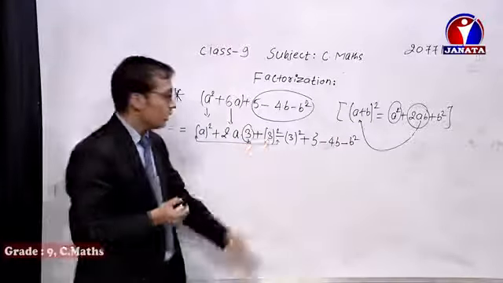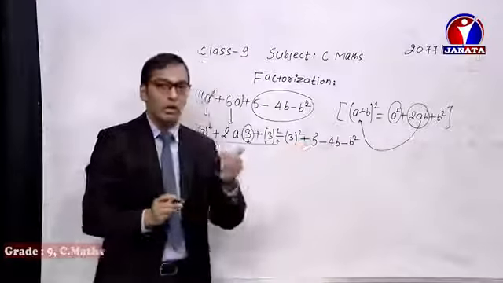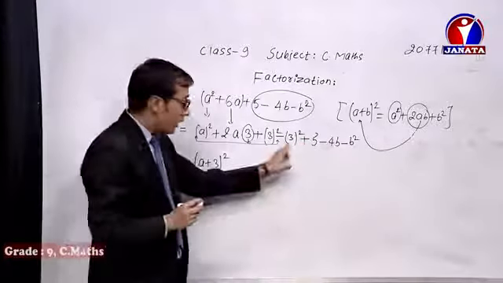A plus b whole square is a square plus 2ab plus b square. So what is b? 3. A plus 3 whole square. Now we can simplify the constant term like terms. Negative 3 square, this is minus 9. Negative 9 plus 5 minus 4b minus b square. So I am writing this term the same.